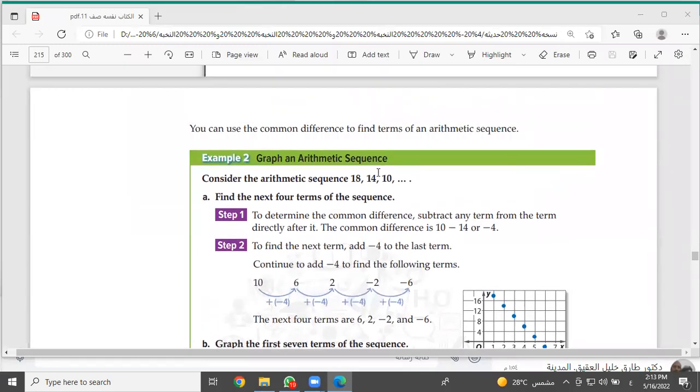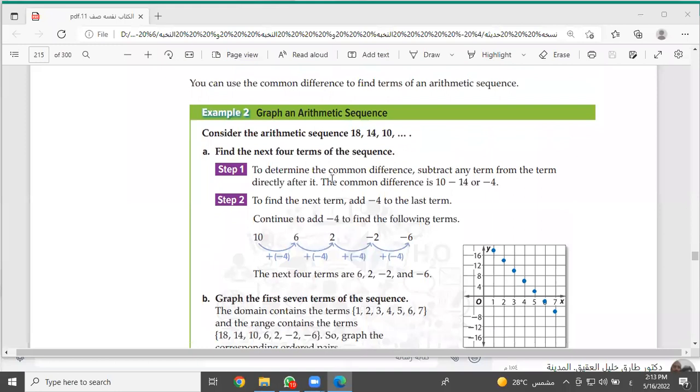To graph the arithmetic sequence, initially consider the arithmetic sequence 18, 14, and 10. Look. Find the next 4 terms of the sequence. 10, also negative 2, also negative 6. What is the difference between 10 and the next term?